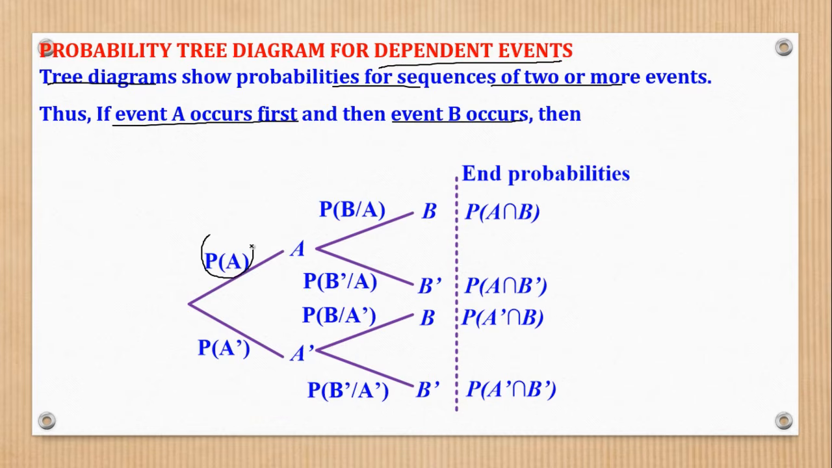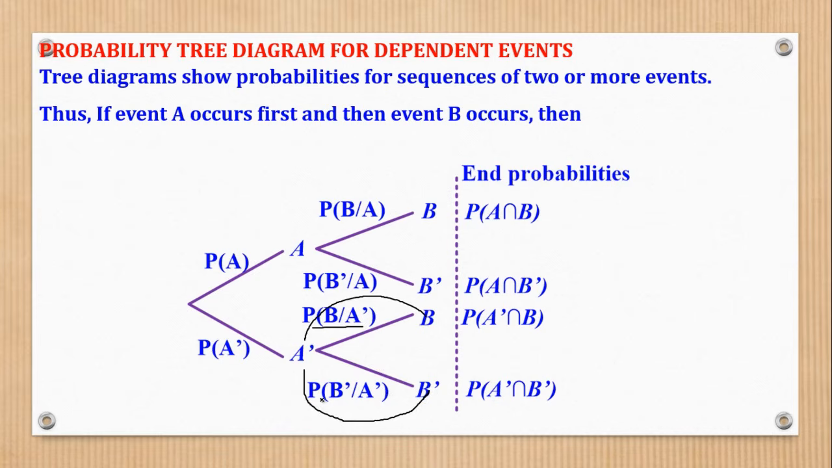So this will be probability of A complement. Then here it means that I want probability of B given that A has occurred. Here I want probability of B complement given A has already occurred. That's why I write this. Then here I want probability of B given A complement has already occurred. That's why you write this. And here I want probability of B complement given A complement has already occurred. That's why you write this.